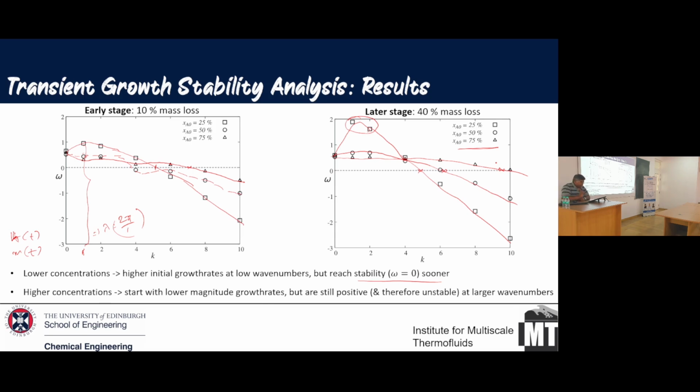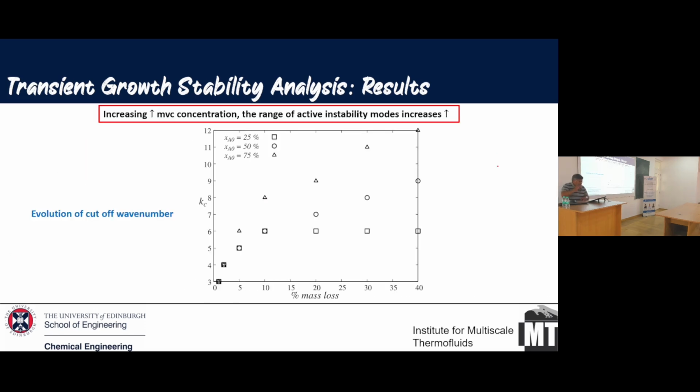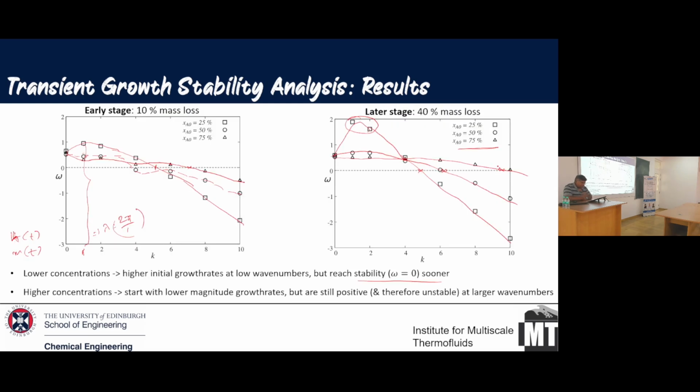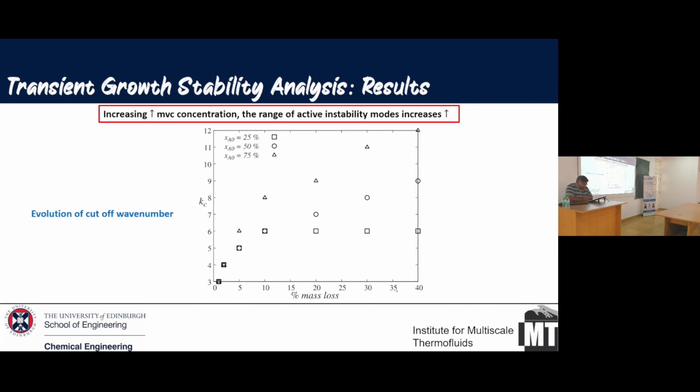Now, there is another thing. If you increase the concentration, you find more modes, but at the same time, hardly anything approaches 0, especially at middle stages of your droplet. So if I plot the cutoff wave number, which is basically these points here, with respect to mass loss, this is the amount of mass loss. In a way, this is time itself.